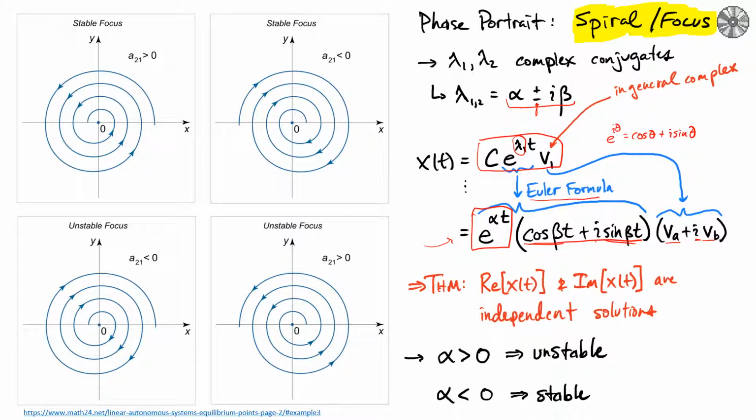One important thing to appreciate, though, is that this alpha value is what determines the stability, whether trajectories go towards the origin or away from the origin. Because this is something that oscillates, and this is something that either grows or decays. If alpha is positive, that's going to grow. If alpha is negative, that's going to decay.